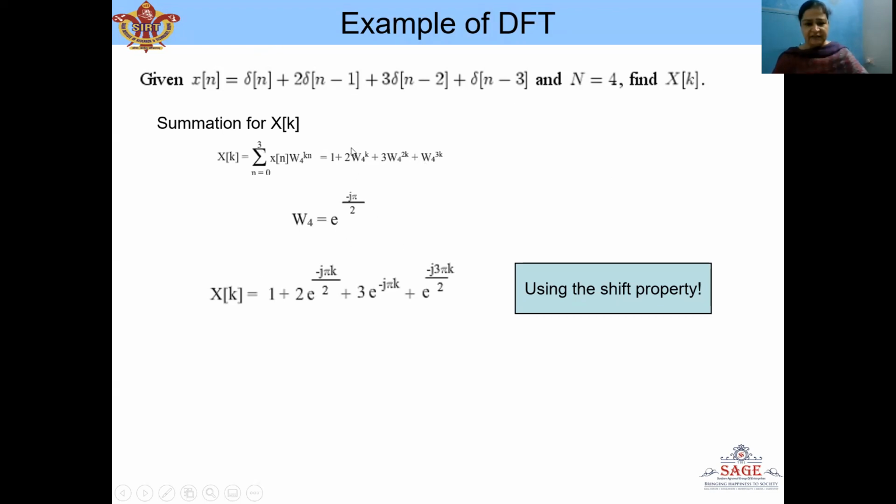When we evaluate W_4^k, W_4^(2k) and W_4^(3k), we get the respective answers: e to the power minus j 2 pi k by 4, e to the power minus j pi k, and e to the power minus j 3 pi k by 2.